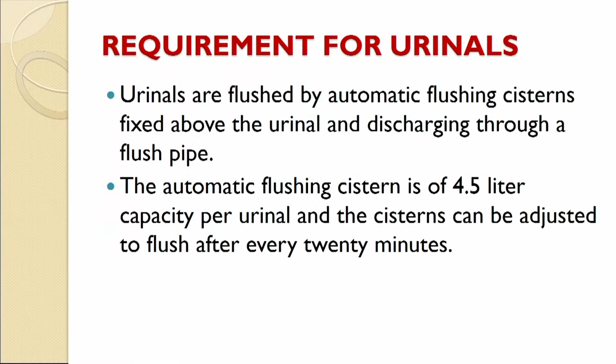Now what are the requirements of urinals? As a plumber you must understand that urinals should be flushed with an automatic flushing cistern fixed above the urinals, so that there should be a proper discharge through a flush system. What should be the size of the automatic flushing system? That should be 4.5 liters per urinal, but it is not very standard.